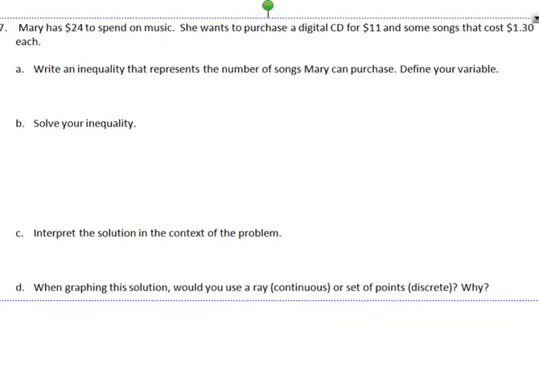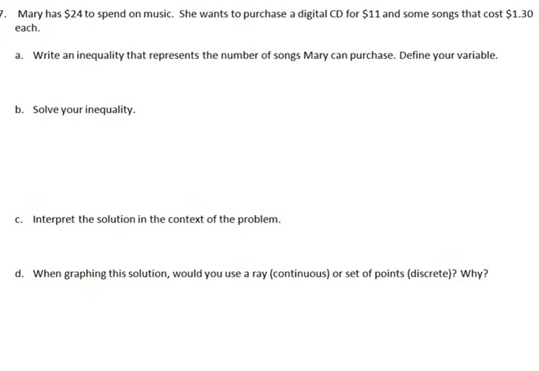All right, next up we're going to look at an inequality. Just like the last ones, it still tells us to define our variable. The part that we don't know is how many songs. That's our thing that could change. We know exactly how much she spent. We know how much the CD is, but we don't know how many songs she bought. So we'll start with S equals number of songs.